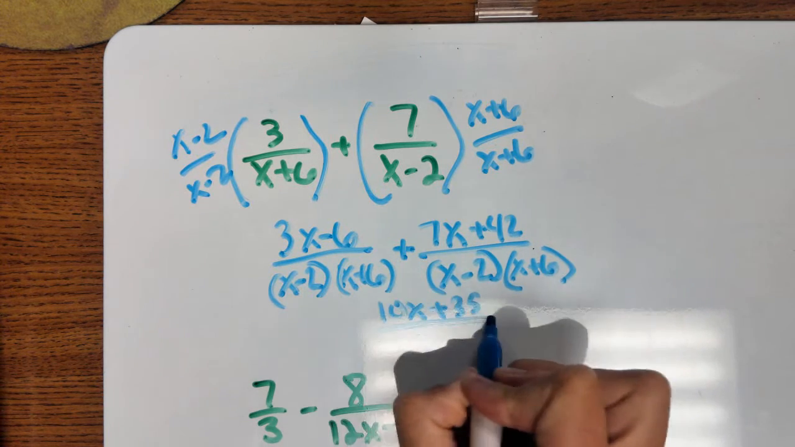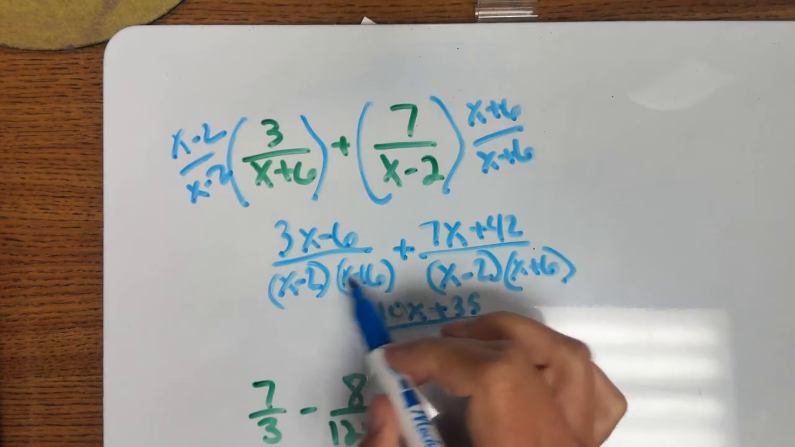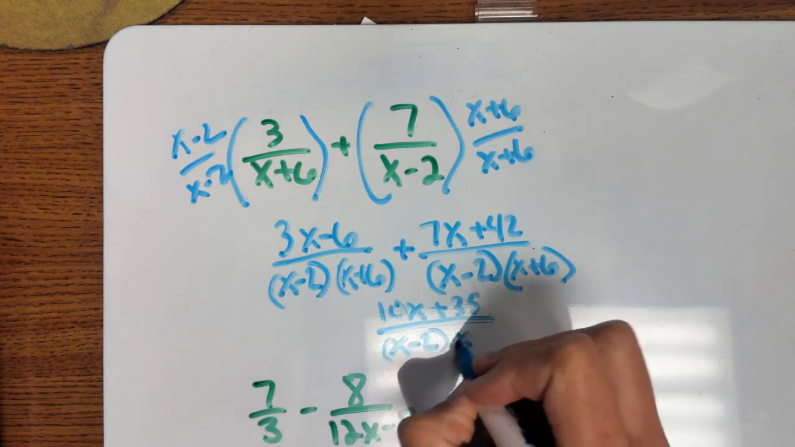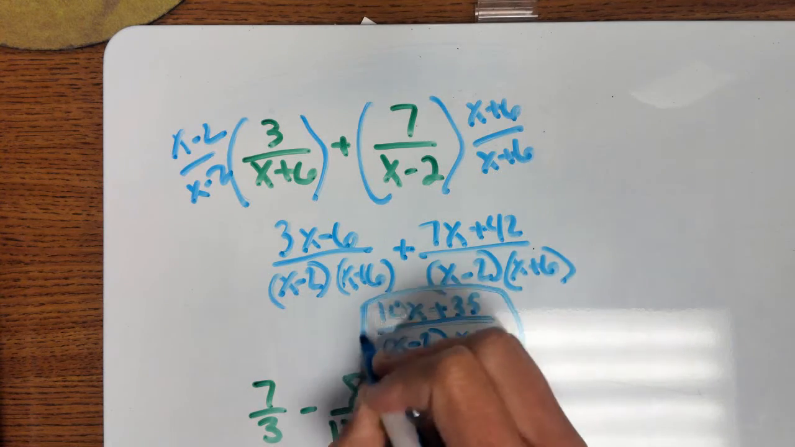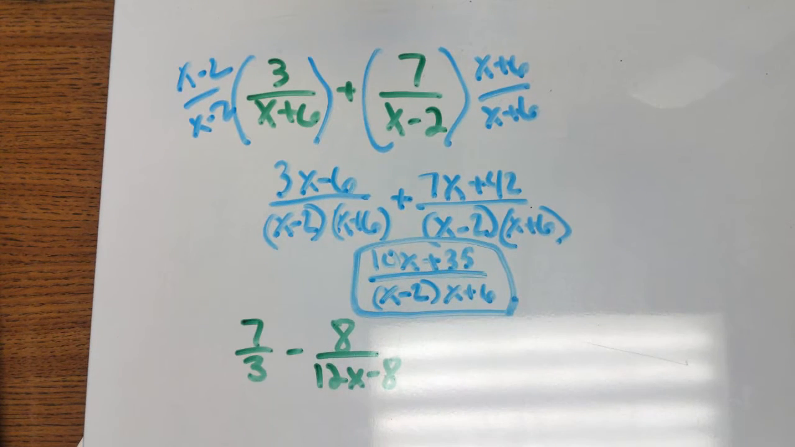The only thing that I could factor out of the 10x plus 35 would be a 5. And since that's not a factor on the bottom, I'm just going to leave them as (x minus 2)(x plus 6). And that's my final answer. Because nothing cancels, there's really no point in distributing that out. So that right there would be your final answer.